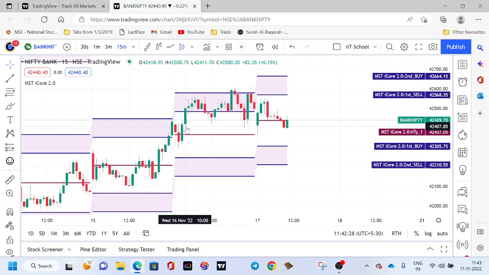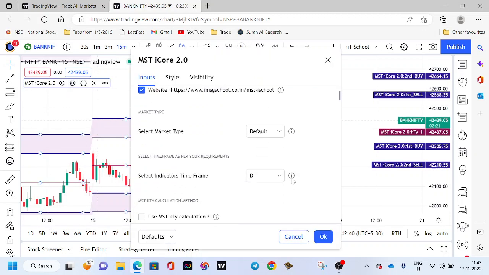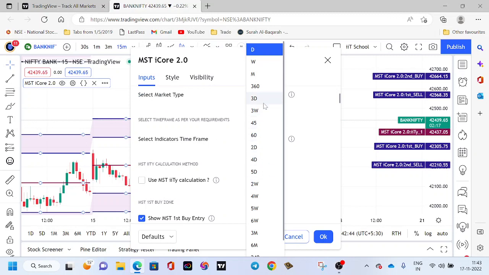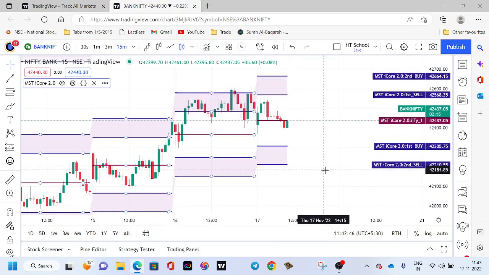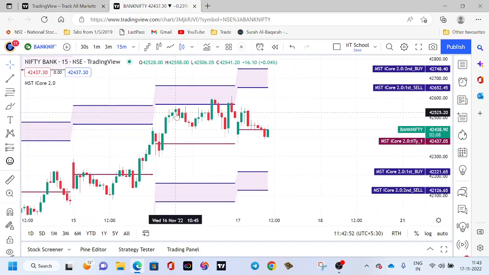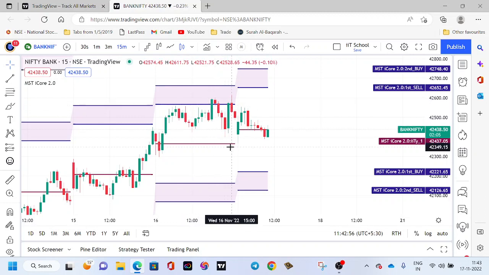Okay, this candle has very good strength. The wick is very small compared to the body. This candle also, the wick is very small compared to the body. In such cases, what you do, come here, in the time frame you select 3D and trade. See here, as per 3D, sell got activated and targets hit.